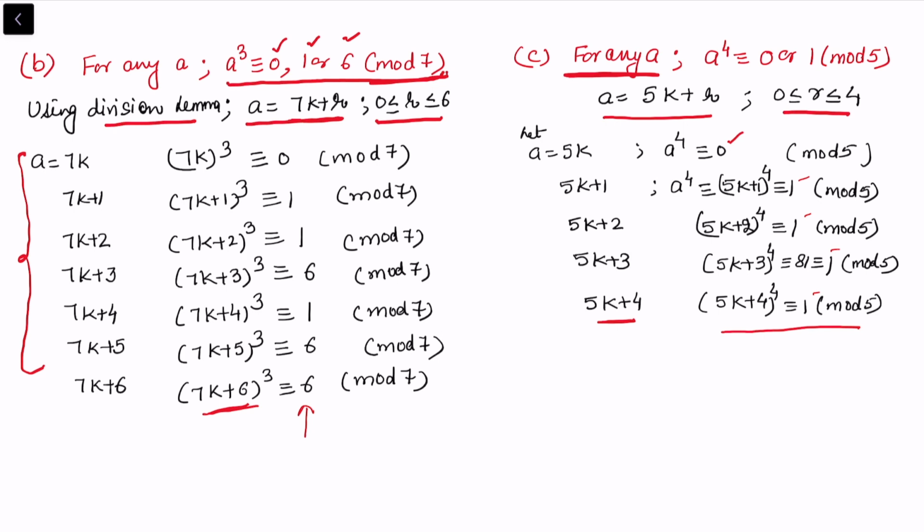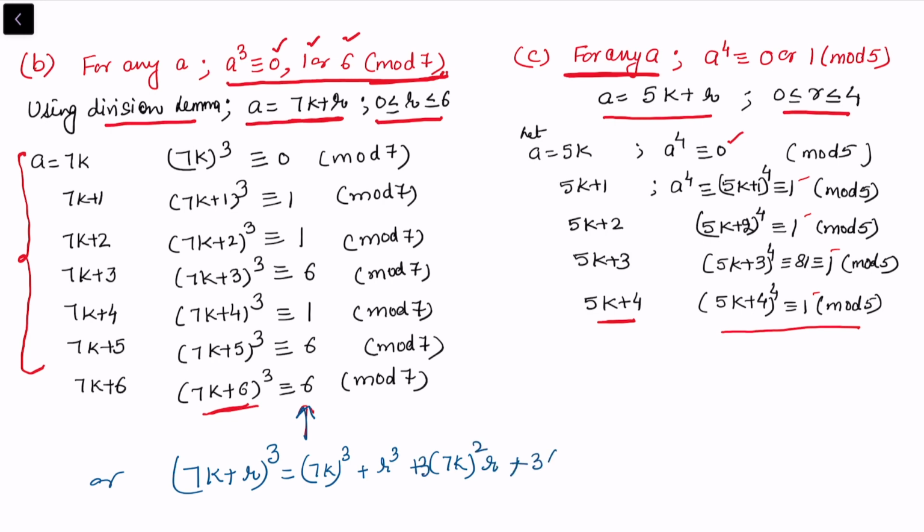We could reduce this step rather than checking all. We could simply write it as 7k plus r whole cube. And then we can open it as 7k cube plus r cube plus 7k square into r 3 times.